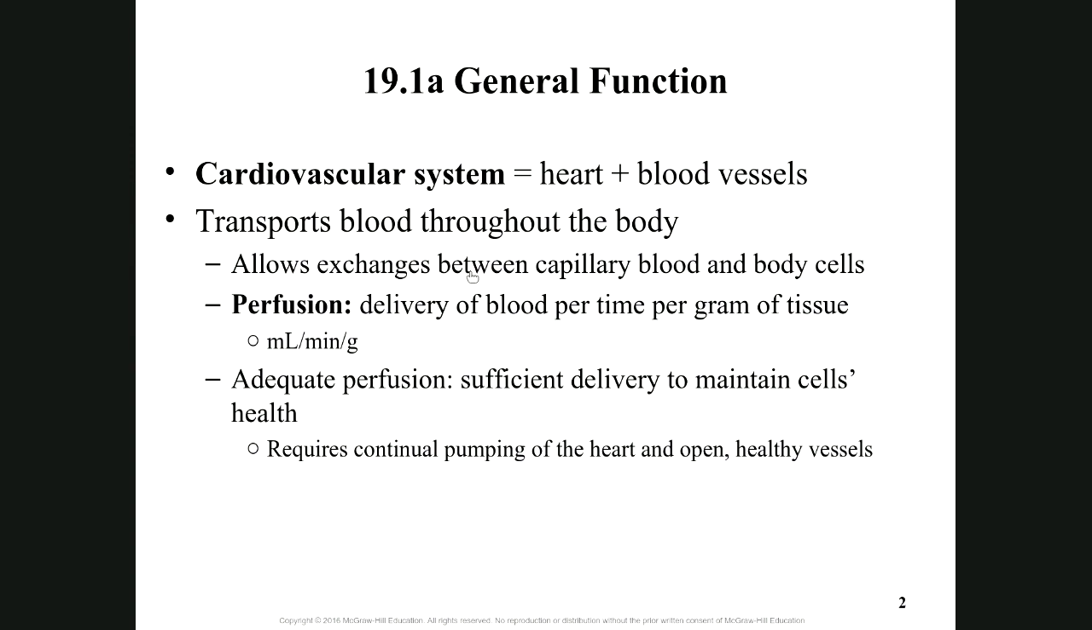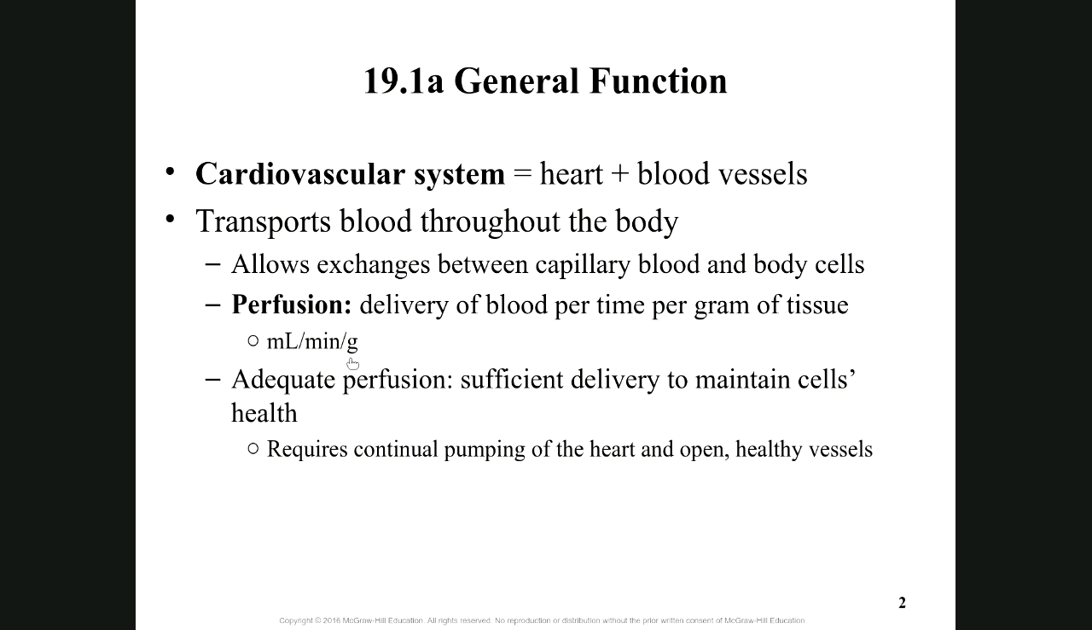And we have a term which we call perfusion. Our cardiovascular system needs to have sufficient and adequate perfusion. The meaning of perfusion is this: the delivery of blood per unit of time per gram of tissue. And most of the time, typically, we use milliliter per minute per gram. As you see here, milliliter per minute per gram.